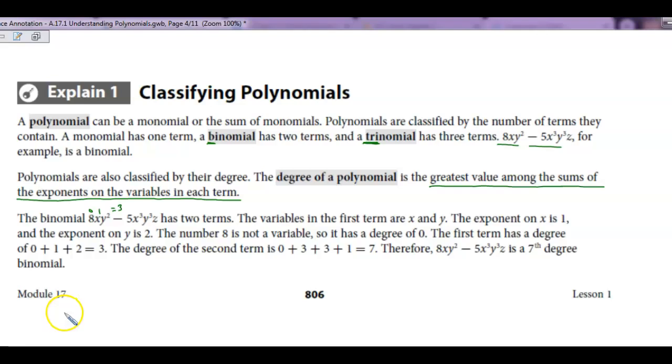The degree of the second term is 0 plus 3 plus 3 plus 1. 3 plus 3 is 6, plus 1 is 7. And so it has a degree of 7. Therefore, the greatest of the two values is 7, and therefore it is a 7th degree binomial. We'll do a couple more of those here in a minute.